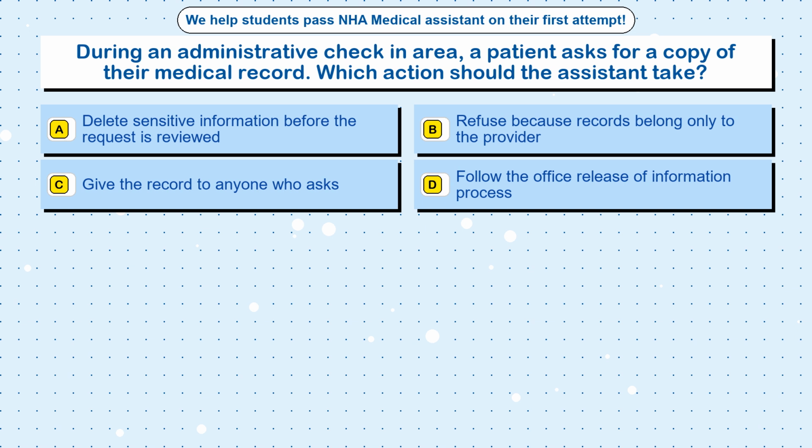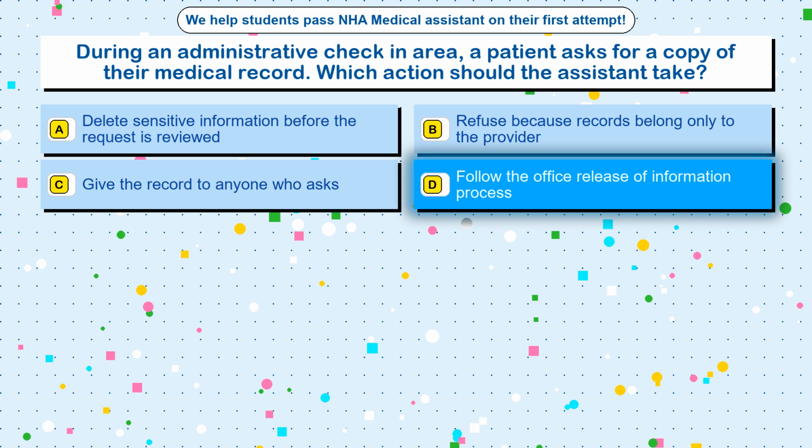Option A, delete sensitive information before the request is reviewed. Option B, refuse because records belong only to the provider. Option C, give the record to anyone who asks. Option D, follow the office release of information process. The correct answer is option D, follow the office release of information process.